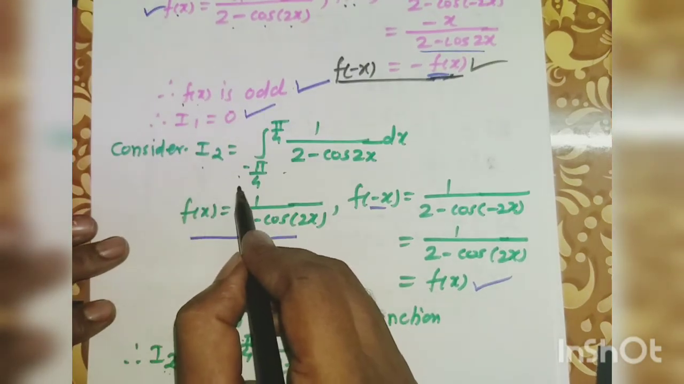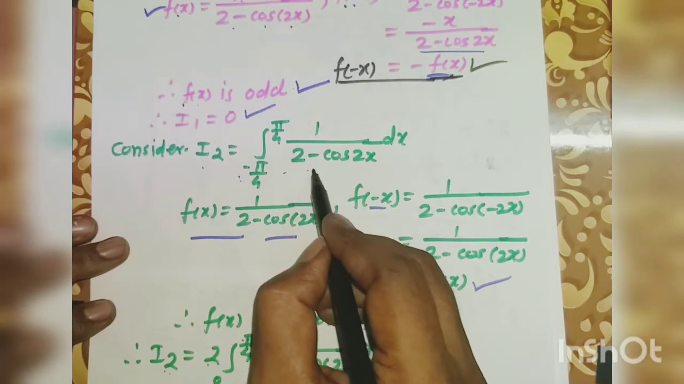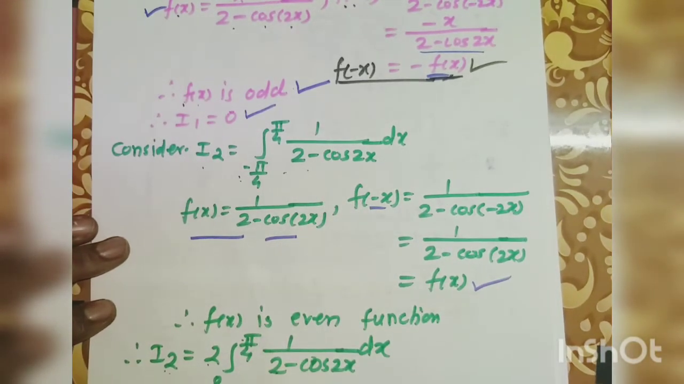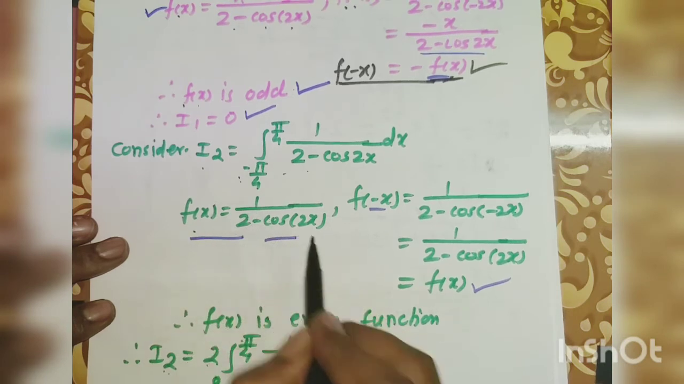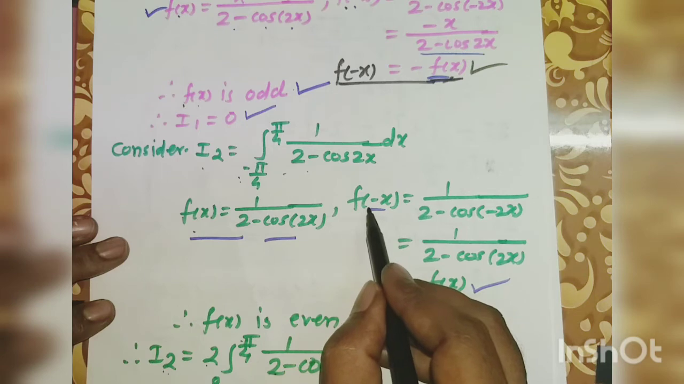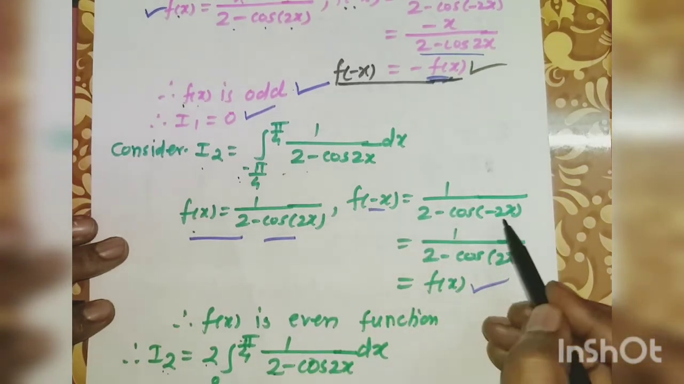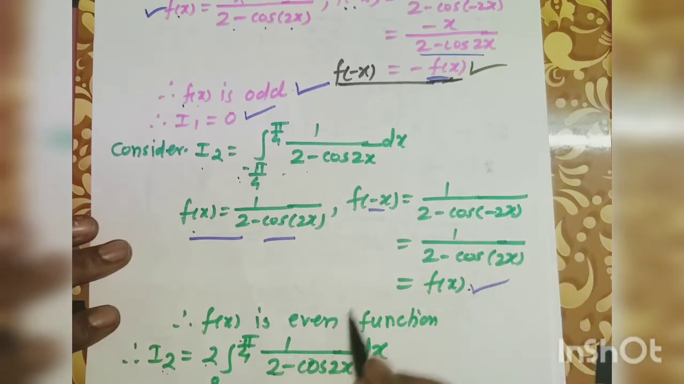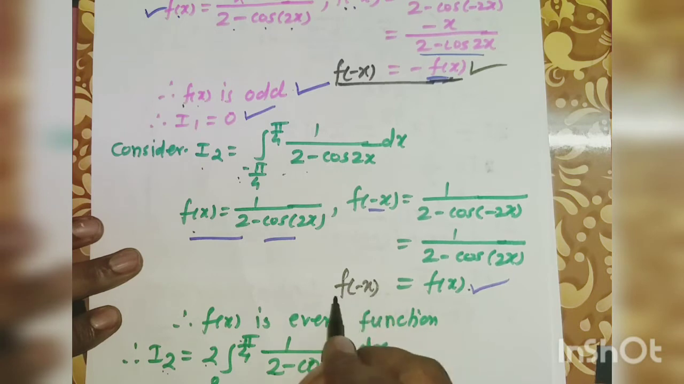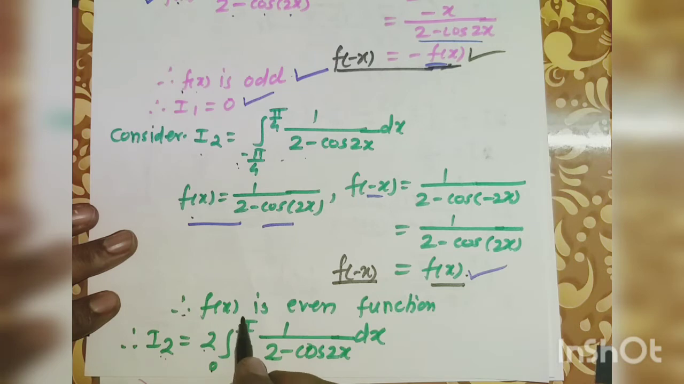I2 is again limit minus pi by 4 to pi by 4, 1 divided by 2 minus cos 2x. Then again f of x is 1 divided by 2 minus cos 2x. Substitute value in place of x, minus x. Numerator is constant. Denominator, the value does not change. We get again f of x. That means f of minus x is equal to f of x. Therefore, f of x is an even function.